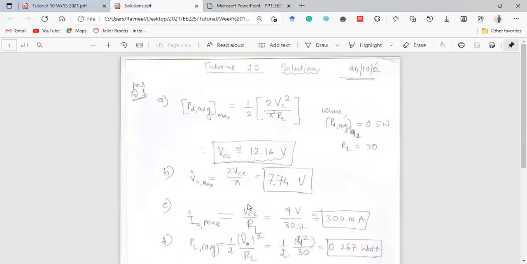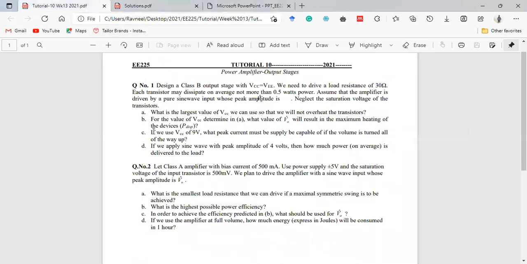Yep. So next is part C. If we use VCC of 9 volt, what peak current must the supply be capable of if the volume is turned all the way up? VCC is equivalent to 9 volt. We need to find the peak current at the maximum value, at the maximum volume.